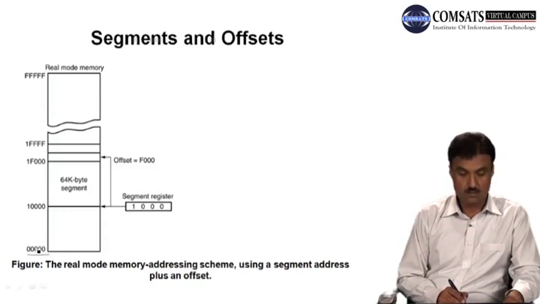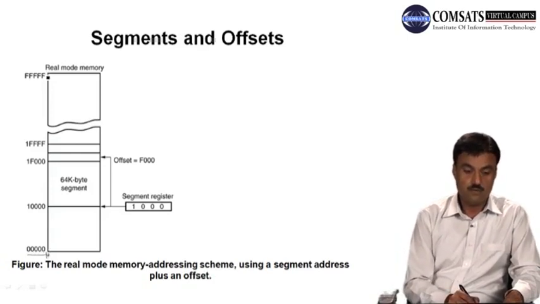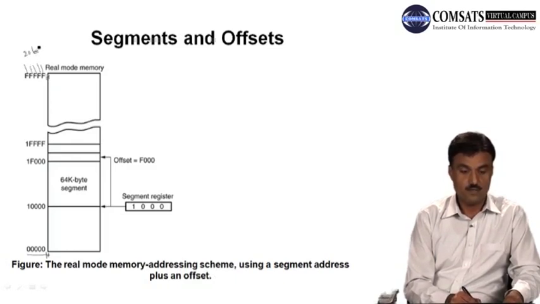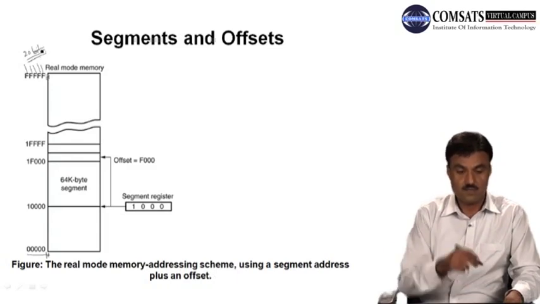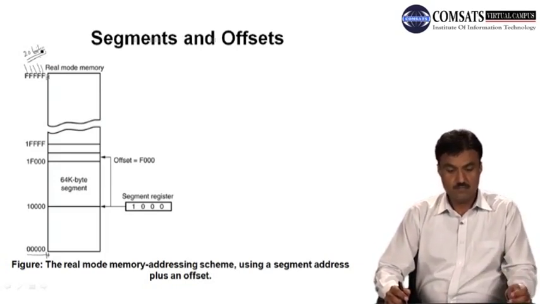So here you can see there's a full memory, and its hexadecimal addresses are shown here. They are represented as 000 with an H, and so on up to FFFFH. Here you can see there are 5 hexadecimal digits. 5 hexadecimal digits means 20 bits, so 20 binary digits. So this memory is 20 bit memory.